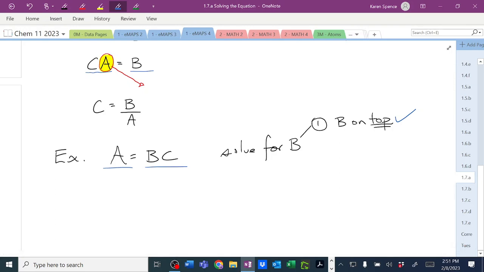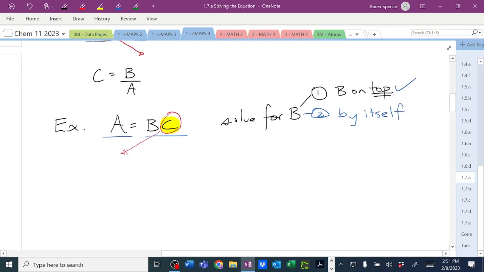We need B to be by itself, and it is not by itself right now. It is cluttered up by this C over here. So we're going to take the C and move it to the other side. When we move it to the other side, it must move diagonally, so it must move into the denominator. So now we have A over C is equal to B.